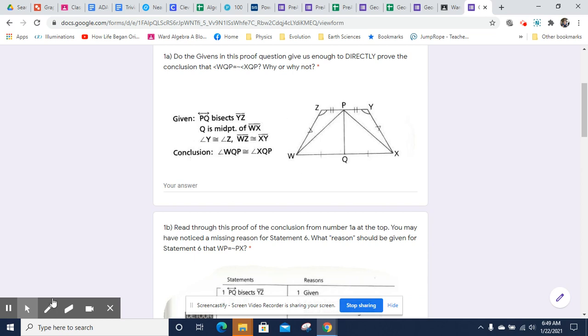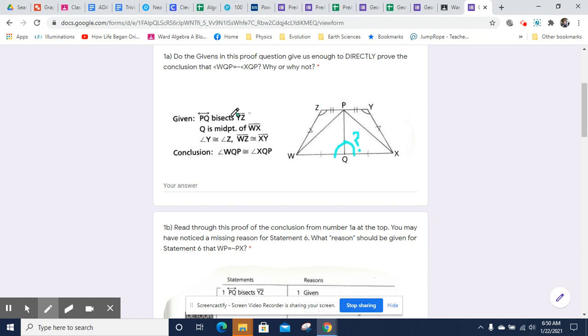So let's identify the angles in question. WQP and XQP, those are the angles that we're looking at. This angle and this angle are actually adjacent. That's a little messy, let me do that again. We're looking at this angle and this angle. Are they congruent? And we're trying to prove that.